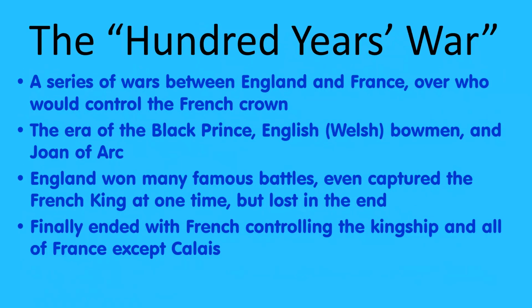The Hundred Years' War was a series of wars between England and France over who would control the French crown, whether in fact the English king would also become the French king. This is the era of the Black Prince, of English, who were mostly Welsh, longbowmen, and Joan of Arc. England won many famous battles. They even captured the French king at one time, but they lost in the end. And finally, the French controlled the kingship in all of France except Calais. Although the rivalry between England and France did continue, there were times when France was an ally of England.